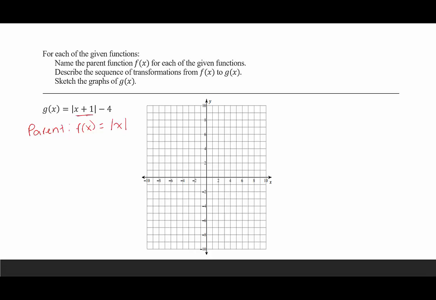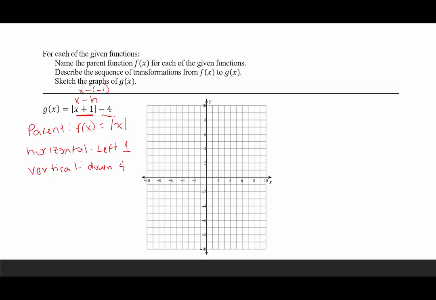Well, I see there's something going on within the absolute value, which means that we have a horizontal shift. Remember, when it's inside the absolute value, it's always the opposite of what we think. So the horizontal shift says plus 1, but really what we're looking for is x minus h. This would be x minus negative 1. So we're actually moving to the left 1 unit. And then we also have this outside of the absolute value. That indicates that we have a vertical shift. It's a minus 4. That means it's going to go down 4.